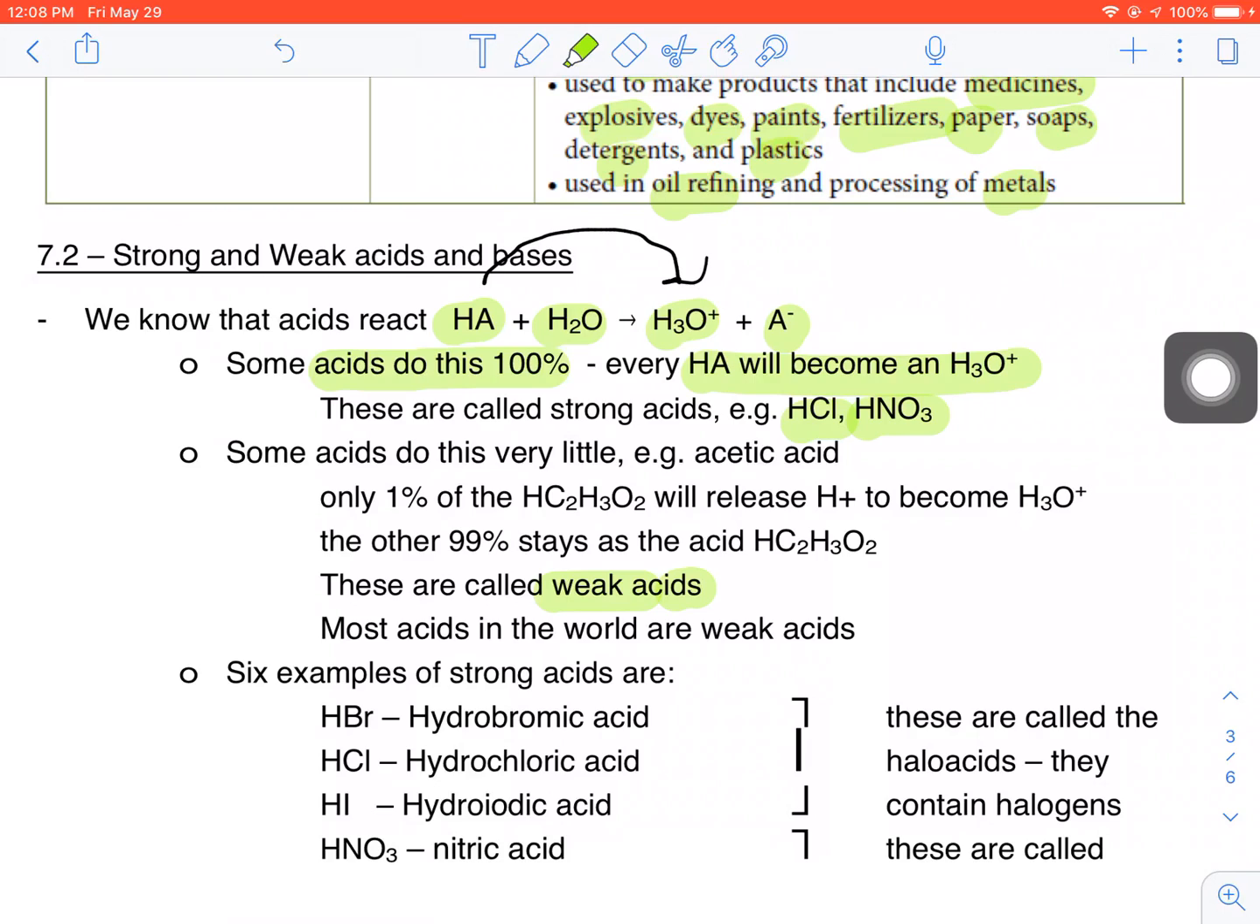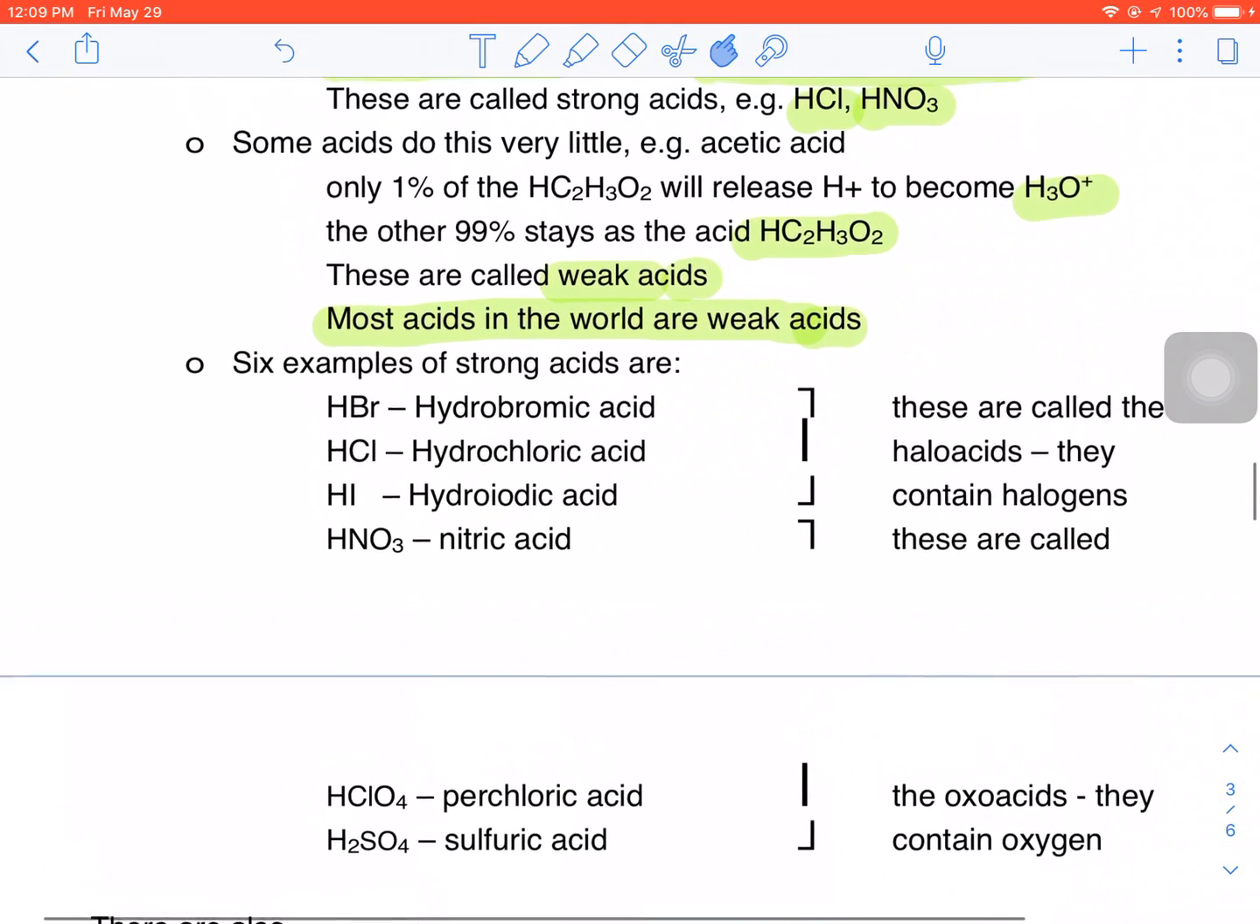So an example might be this one here, and I'm not sure what that is. I'm assuming that it's vinegar. It's acetic acid. Right? So when I put acetic acid in vinegar, 99% of it stays like this, and 1% of it will dissociate to release hydronium ions. Okay, and again, notice that most of the acids in the world are weak acids, which means when I put them in water, they will stay as the acid and not dissociate to produce the hydronium ions, the H3O+ ions.